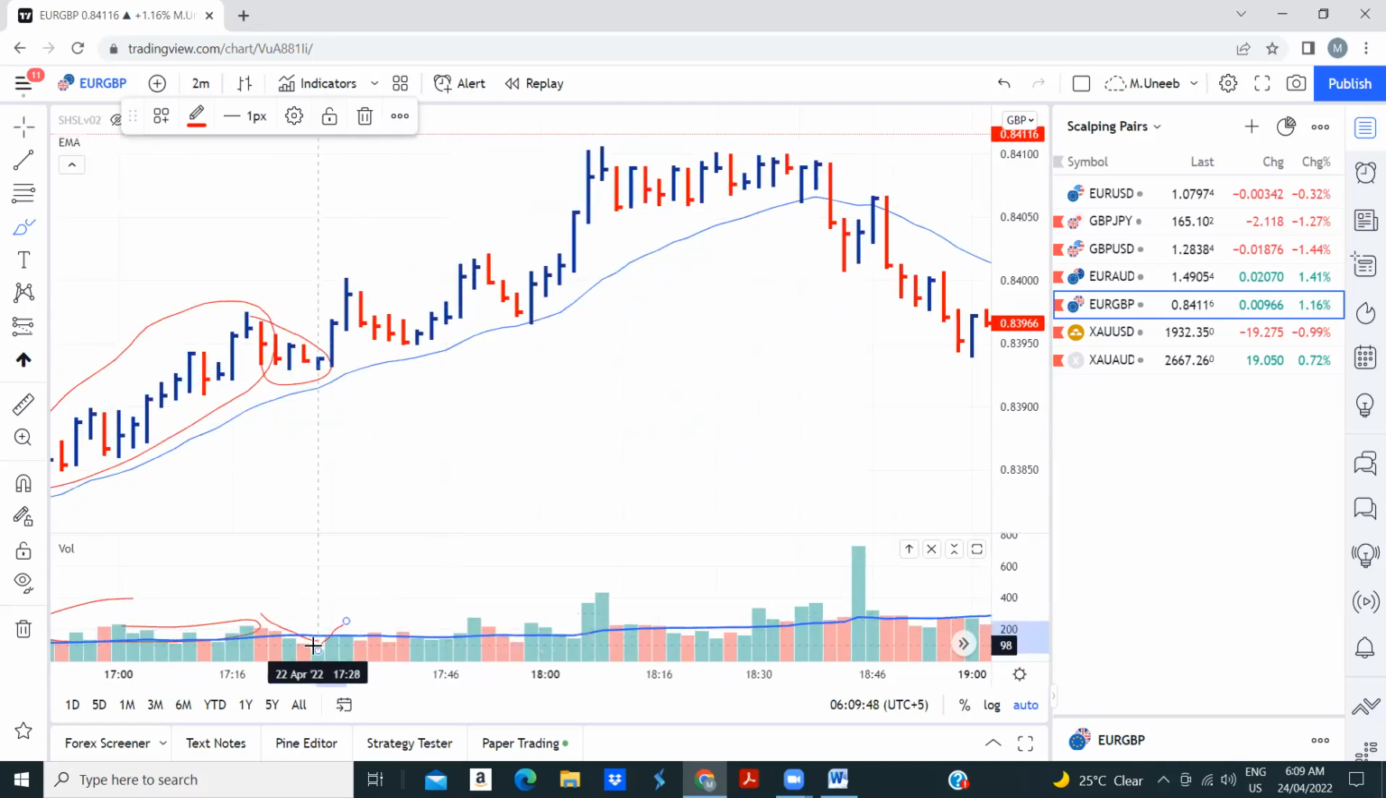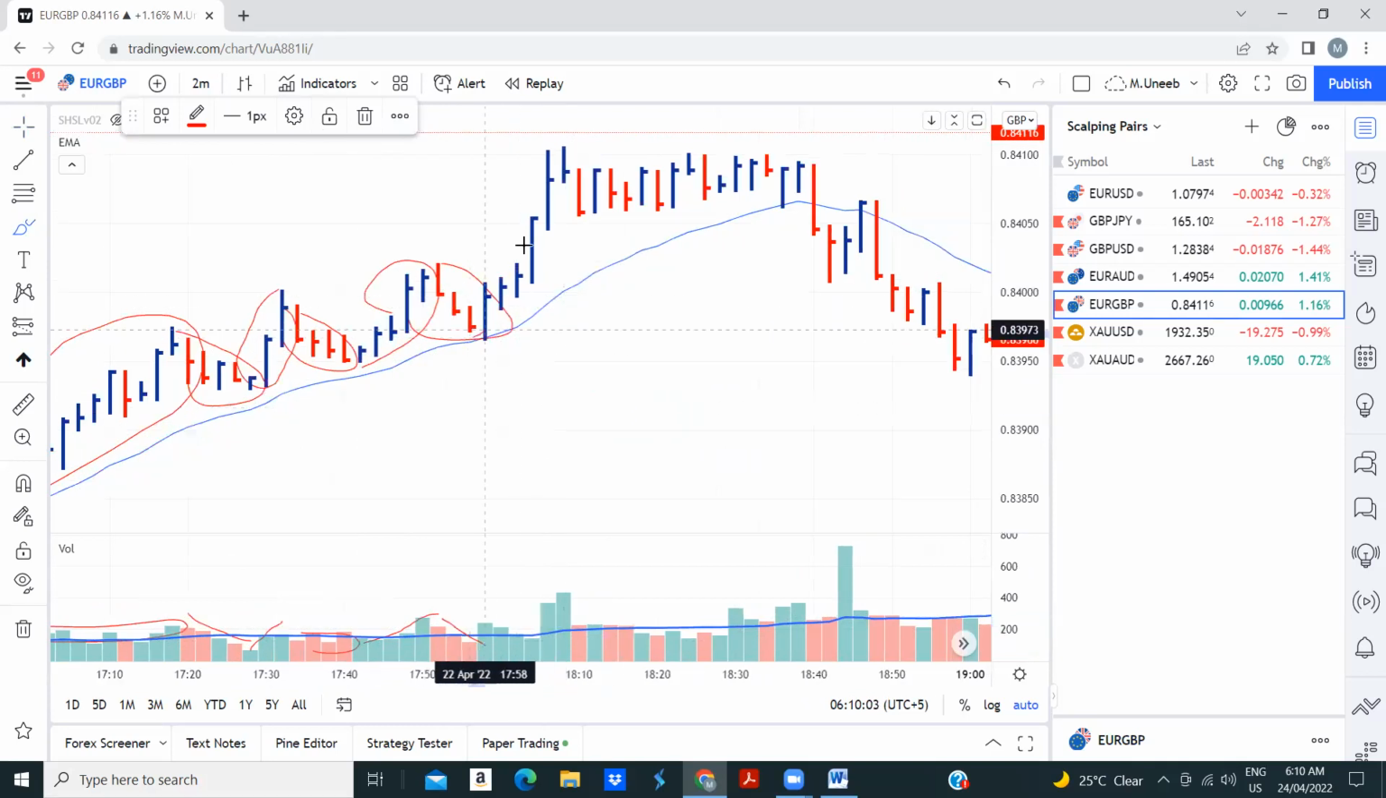You can see impulsive wave here got increasing volume, and corrective wave here again decreasing volume. And then impulsive wave increasing volume, and then corrective wave decreasing volume. Can you see? Impulse wave increasing volume, and then you have a corrective wave decreasing volume. Got it?